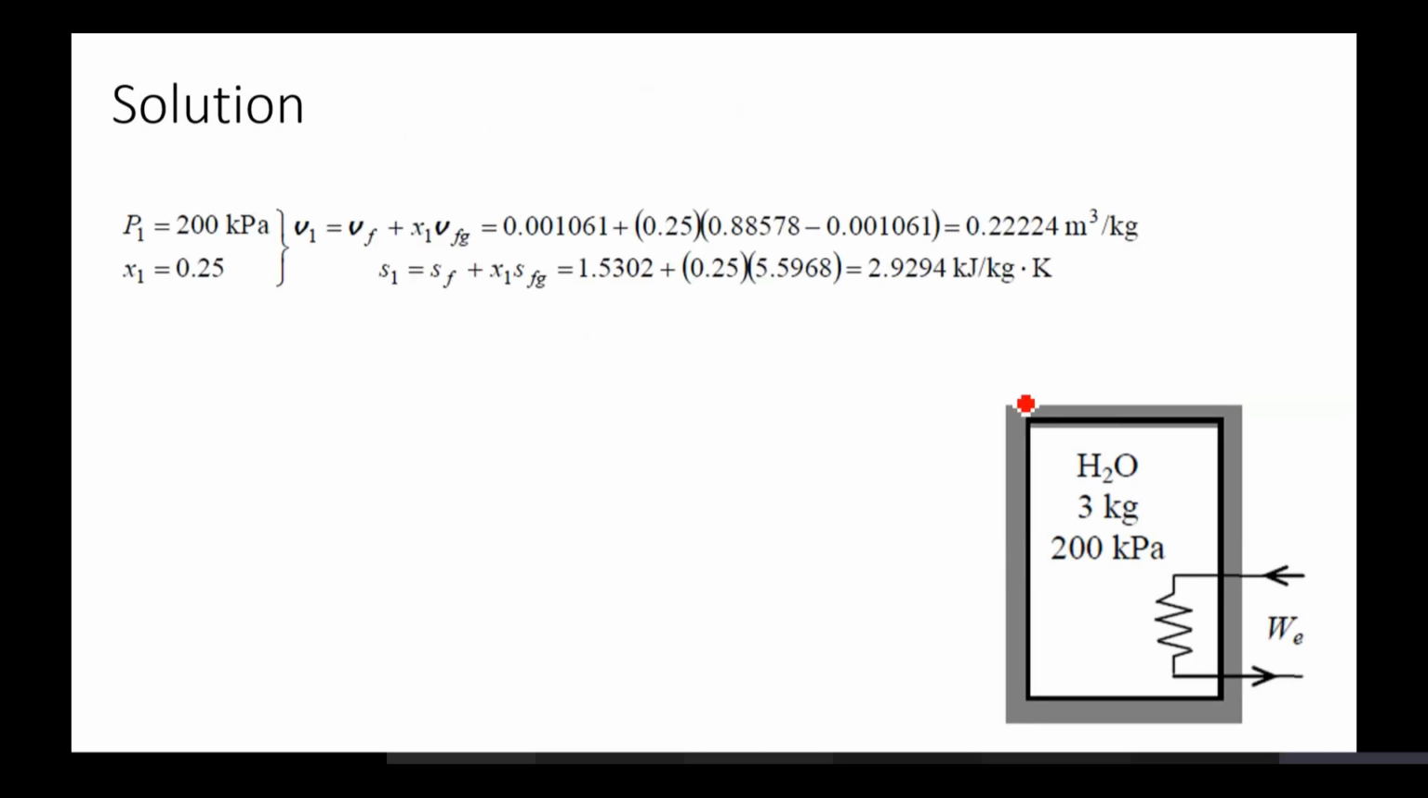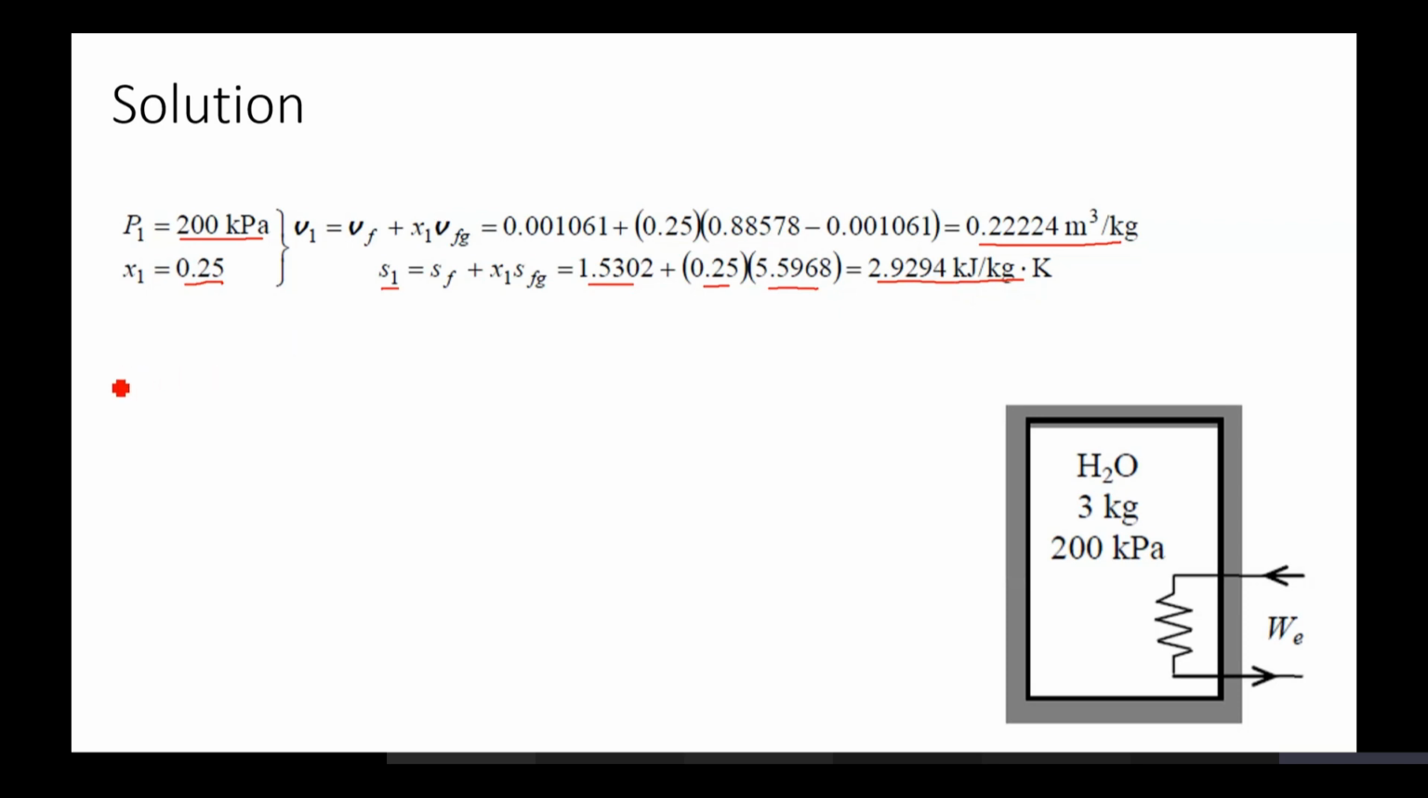In order to do so, the initial pressure is given to you, and the quality is given to you. Using these two properties, you will find the specific volume and the entropy at state 1. Again, using the s_f value, the quality value and the s_fg value, you'll find the entropy value at state 1.